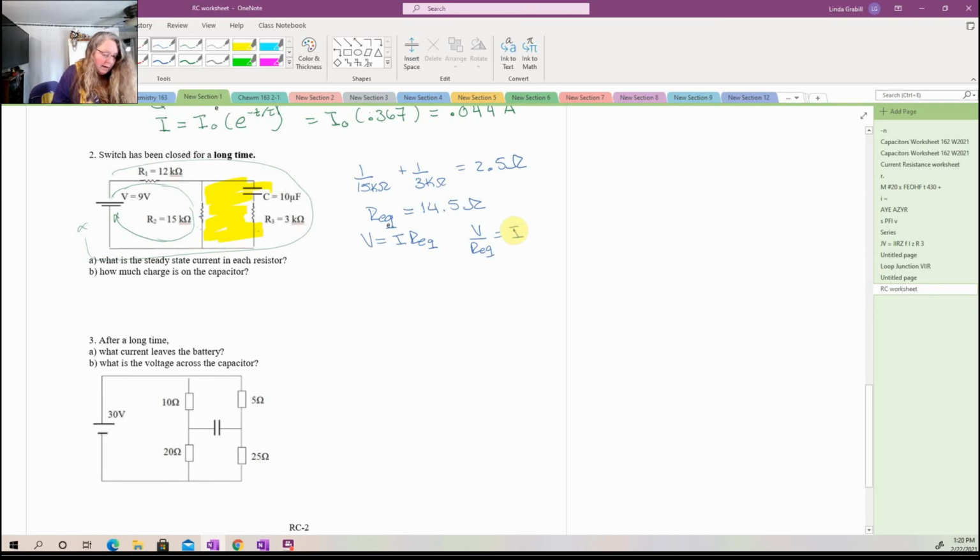So then 9 divided by 14.5 gives me 0.621 amps. So that's the maximum amount when I'm first charging. That is the total resistance that the circuit is going to see.